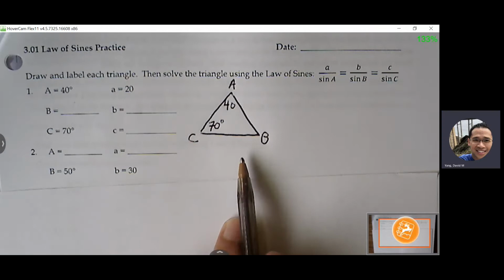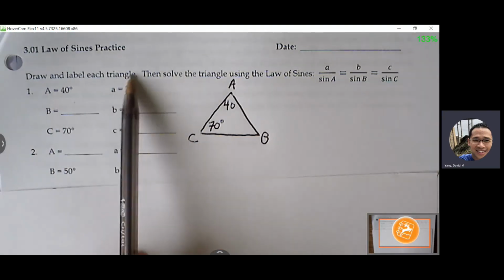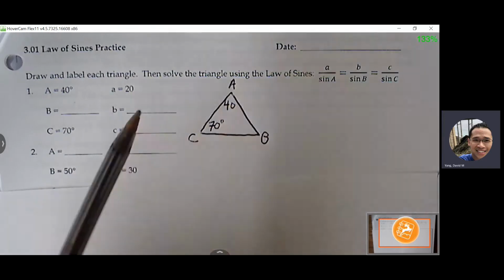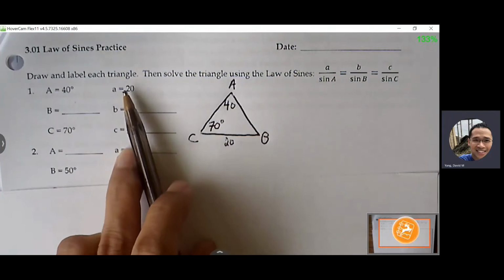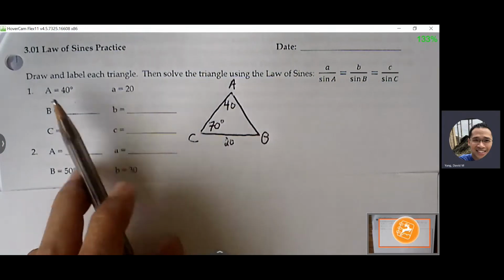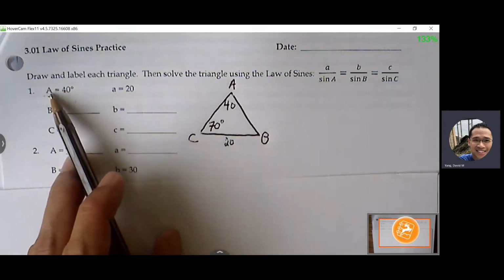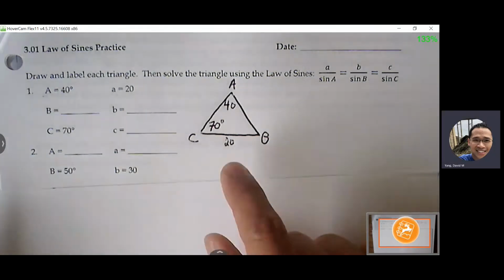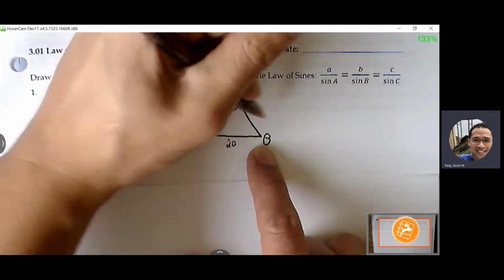Okay. I'm going to label the opposite sides as well. You know that if angle A is 40, the opposite side, that lowercase a, is going to have to be over here. Again, the lowercase letter is always going to be opposite the corresponding uppercase letter, which represents the angle. So we can also label the other sides as well. We are looking for side B. We're also looking for side C.